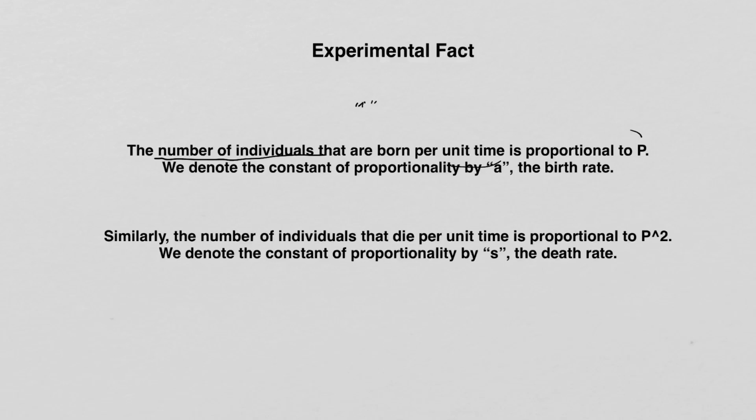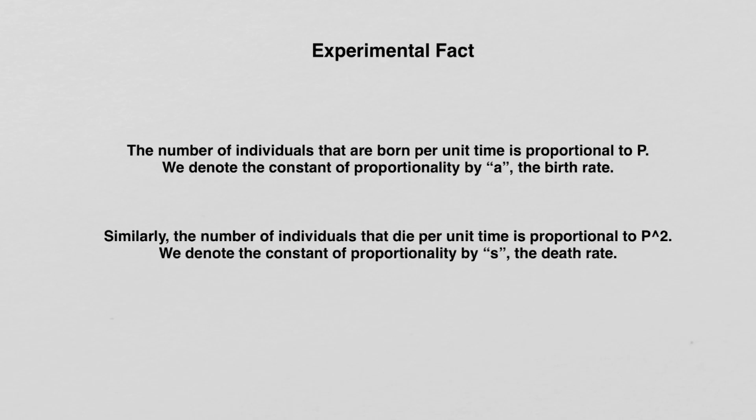And the other one is similar. The number of individuals that die per unit time is proportional to P squared, as we explained the other day. It talks about the population of fish eating fish, and for a law of large numbers, P squared is much bigger than P. So that's how the P squared came about, if you remember. And we're going to denote the constants of proportionality. The first one, we're going to call it A. Most books call it K. I just called it A.